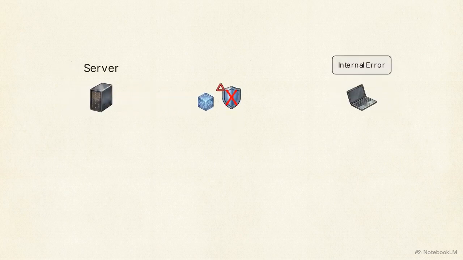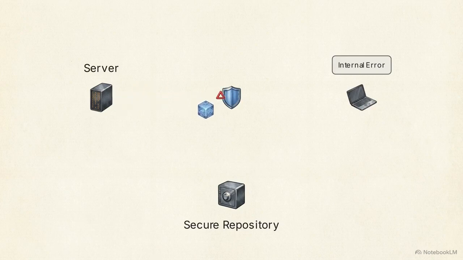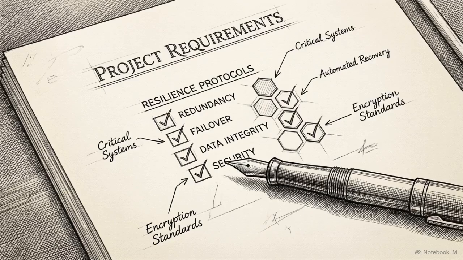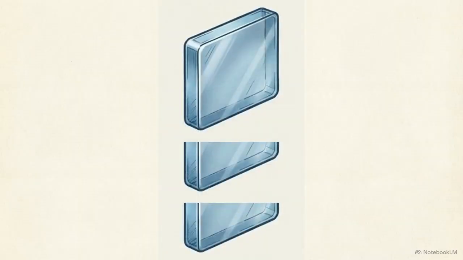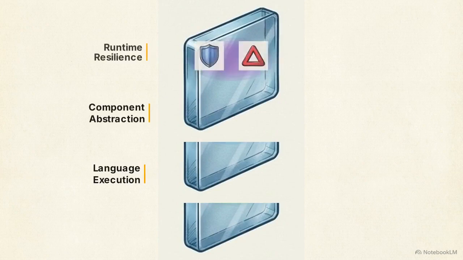Instead of displaying system exceptions to the user, the application must route detailed logs of authentication failures, access control drops, and tampered data to a centralized secure repository. These logging requirements, alongside fail-secure states and input validation parameters, must be formalized during the conceptual definition phase of the software lifecycle. We have evaluated software architecture across 3 tiers: language execution, component abstraction, and runtime resilience.